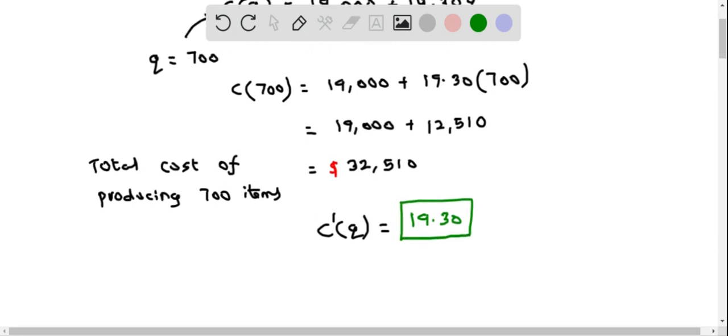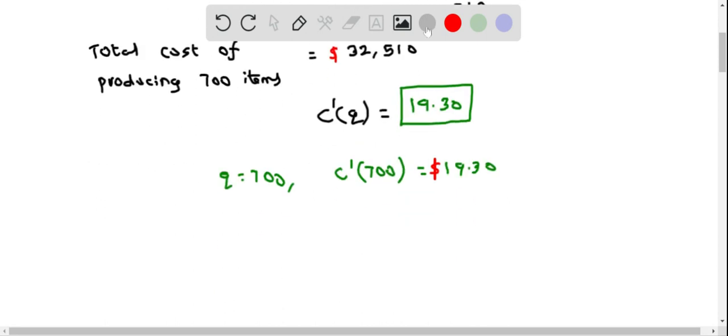So even if we plug in Q equals 700, this C prime of 700 is going to be 19.30, and this is in dollars. So this is the marginal cost when producing 700 items.